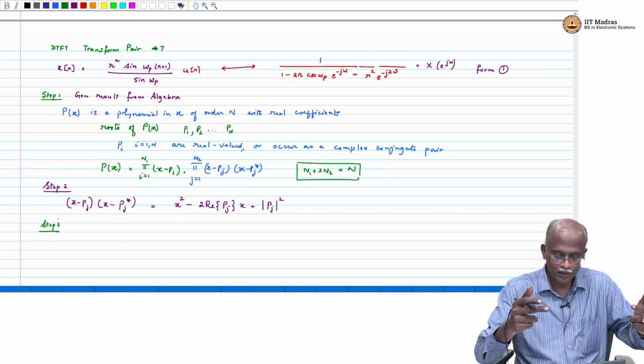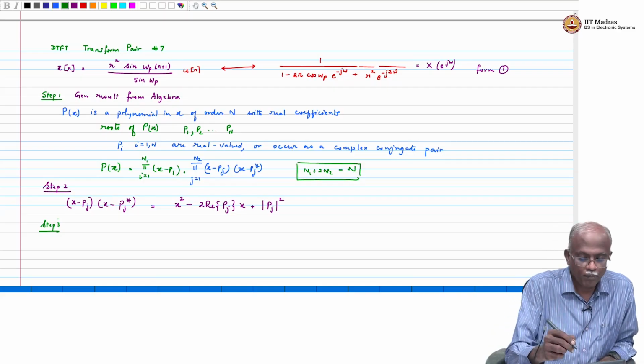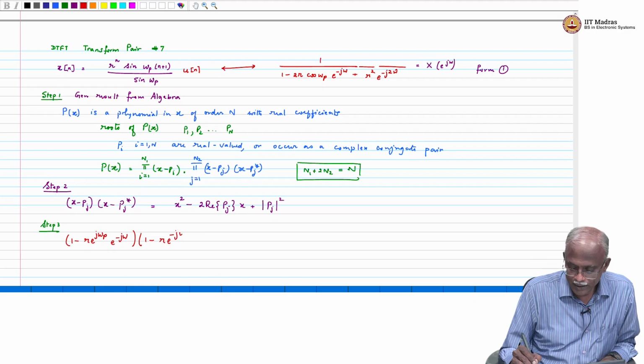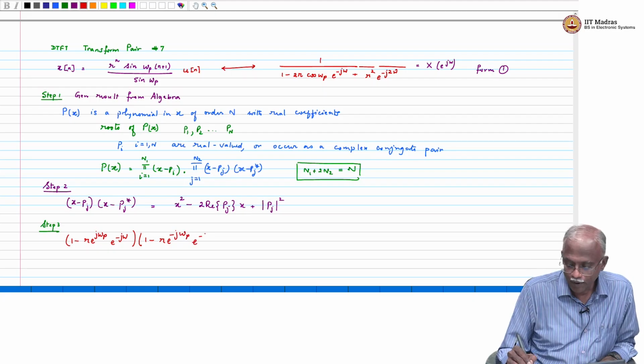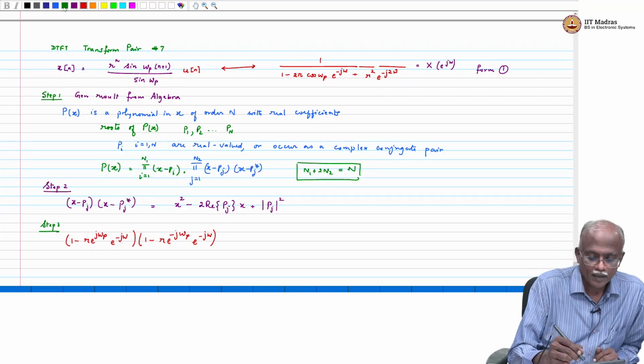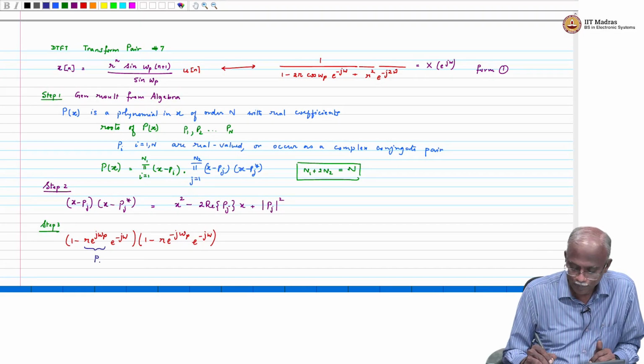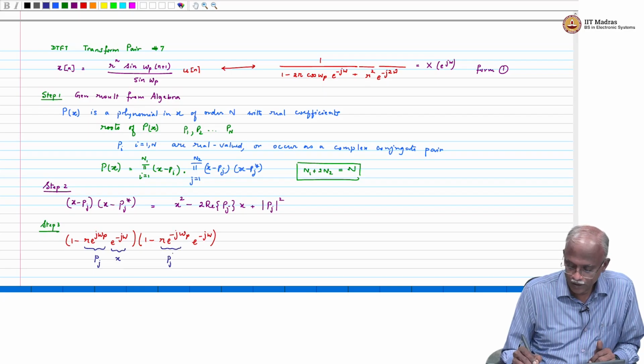You now have the result from step 1 and step 2. I would like you to apply it to the following polynomial multiplication: 1 minus r e power j omega p e power minus j omega, multiplied by 1 minus r e power minus j omega p e power minus j omega. I am going to ask you to label this as p or pj, this as x, this as pj conjugate, and this as x.